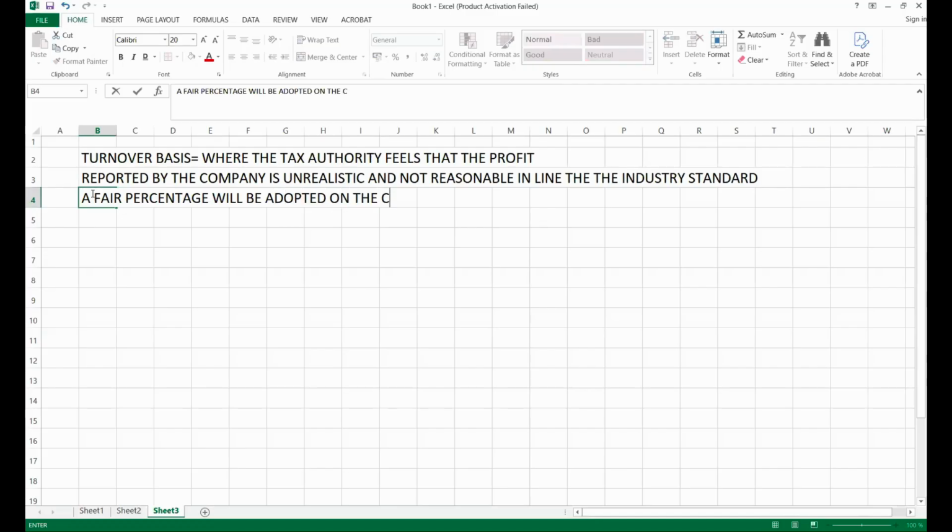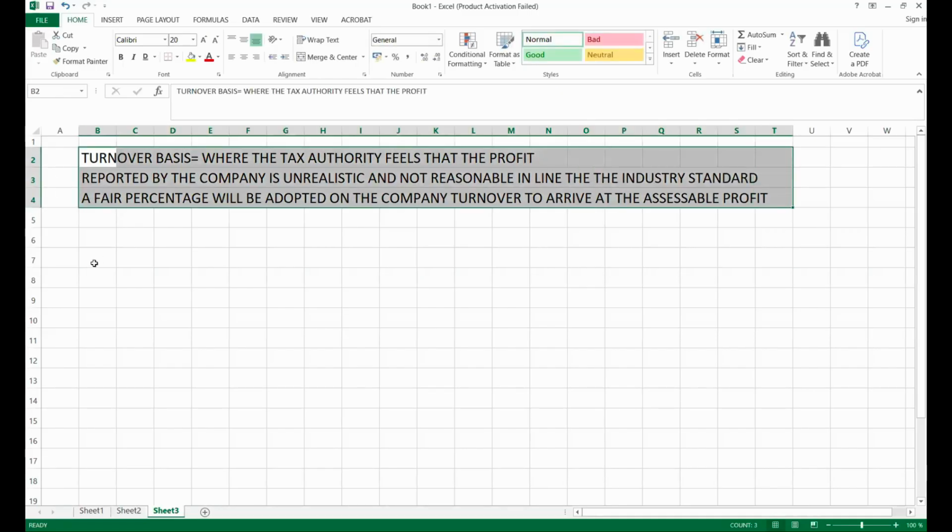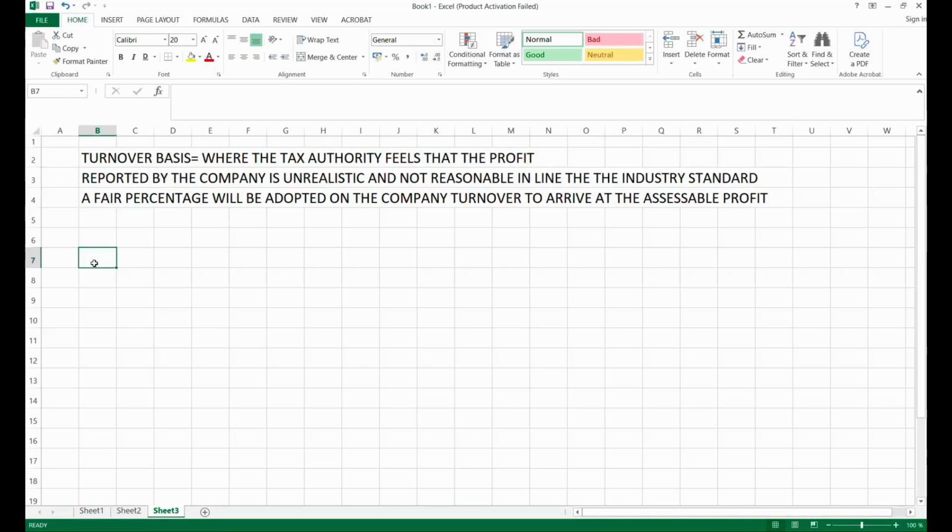on the company turnover to arrive at the assessable profit. So that's how to adopt the turnover basis. Let us take note of that. In that case, the examiner will give you a certain percentage. That's what they want you to adopt if they want you to apply the turnover basis.